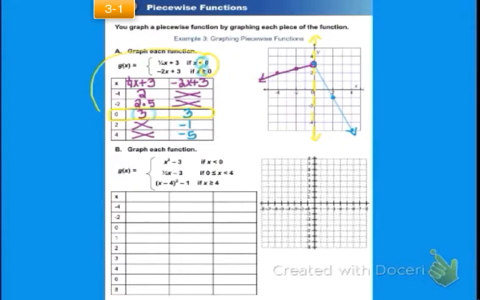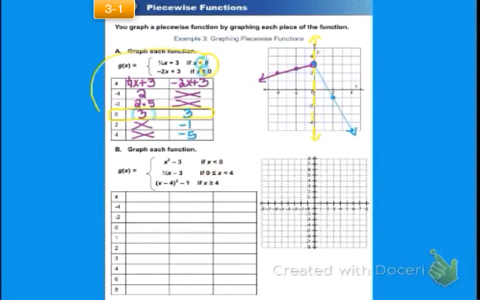Now this one looks a little more complicated. So g of x is actually comprised of 3 separate pieces. So notice that the intervals change at 0. Here's where they change at 0. And then they change again at 4.